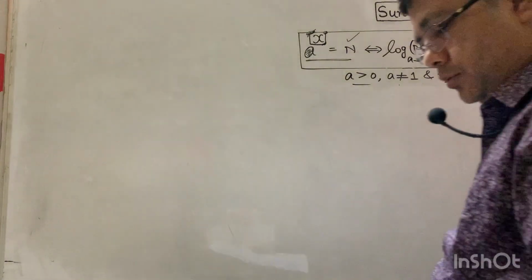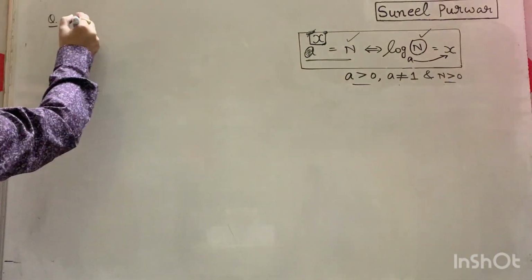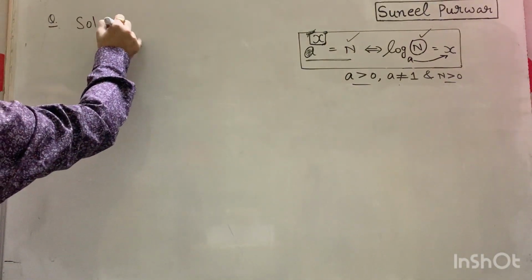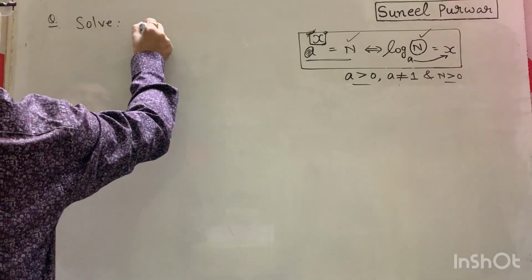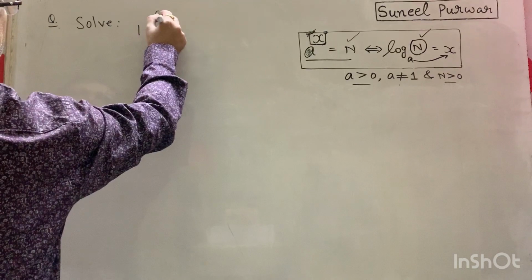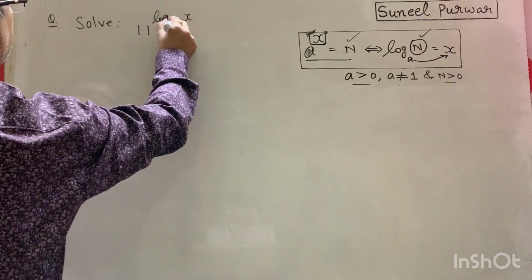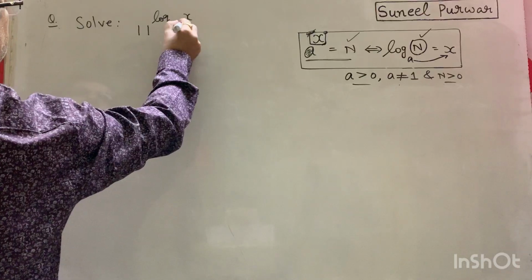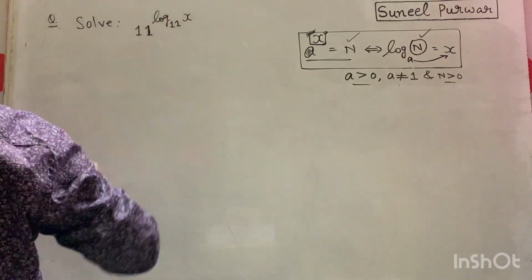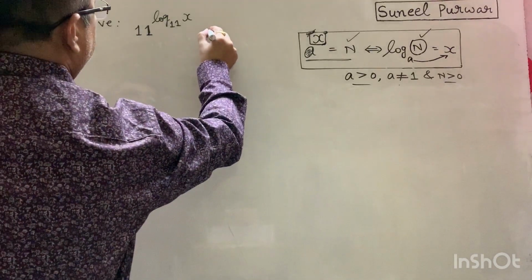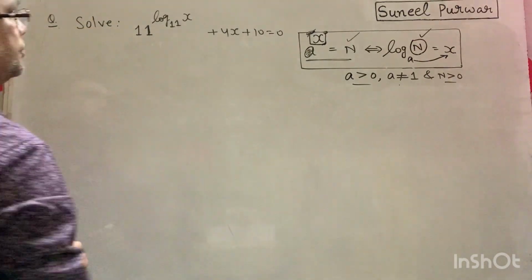Now see this question. Solve 11 to the power log of x base 11 plus 4x plus 10 equal to 0.